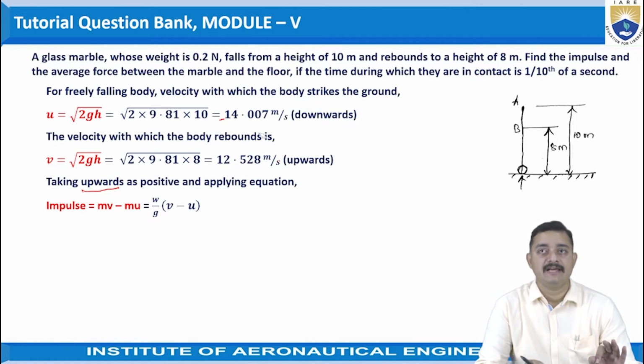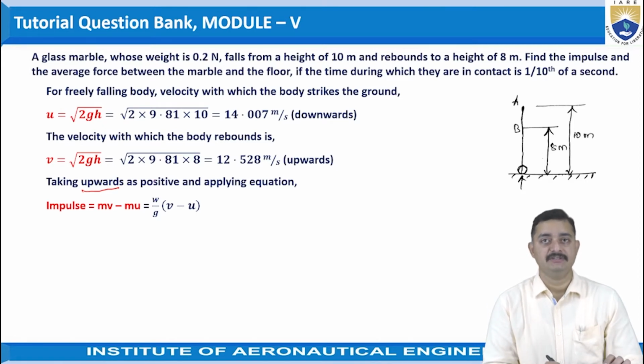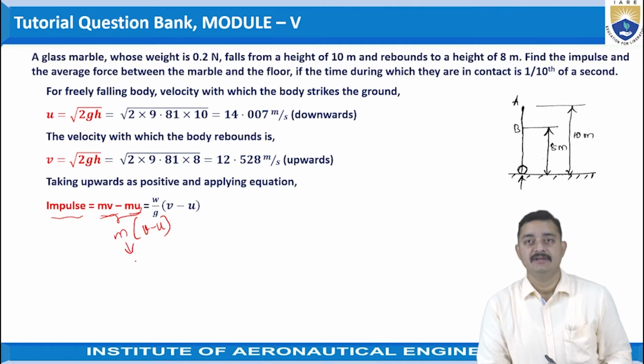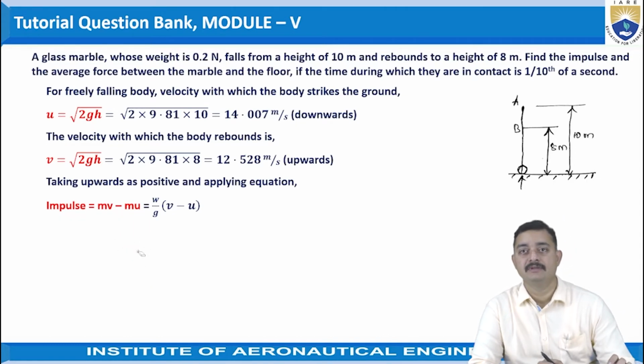Right? So, as per the discussion, when we substitute in the equation, impulse is equal to change in momentum, we get m into (v minus u), and this mass m can be written as weight divided by acceleration due to gravity. Hence the equation is obtained as w by g into (v minus u).